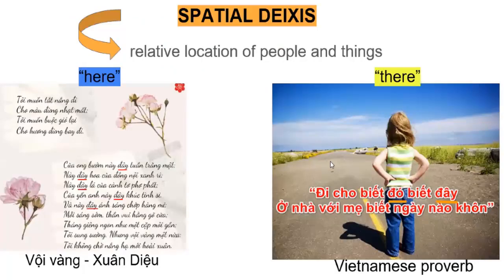So next, I'm going to talk about spatial deixis. There is a problem between the concept of distance and spatial deixis, indicating the location of people and things. We have two adverbs below.